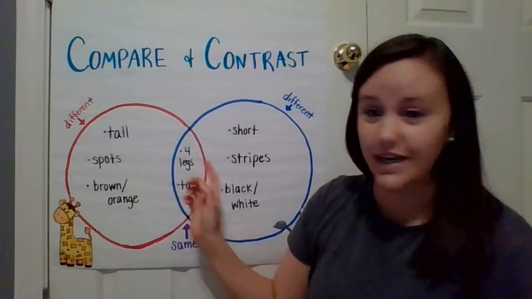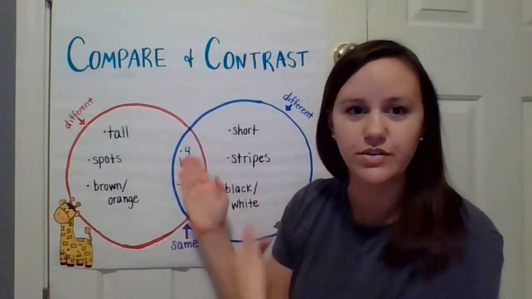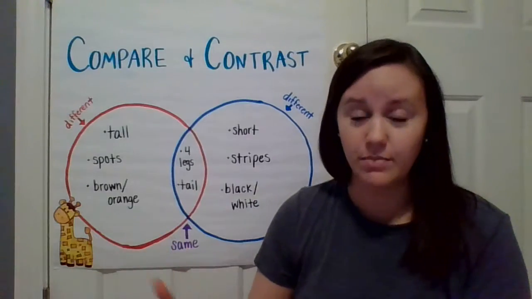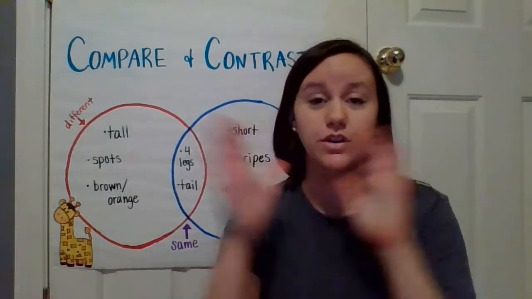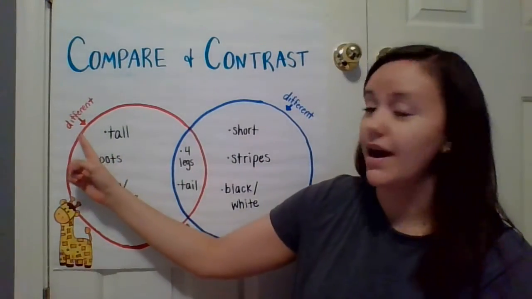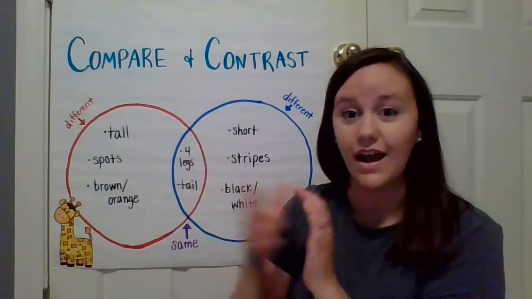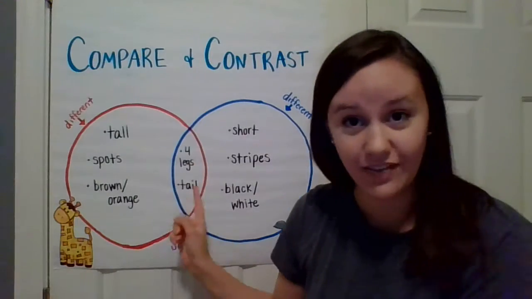So you've seen this shape before. It's two circles drawn together where they kind of cross over each other and have a space. That's called a Venn diagram. To use a Venn diagram, think about two things that you want to compare and contrast, and you write how they're different on the outside and how they're the same in the middle, on the inside.